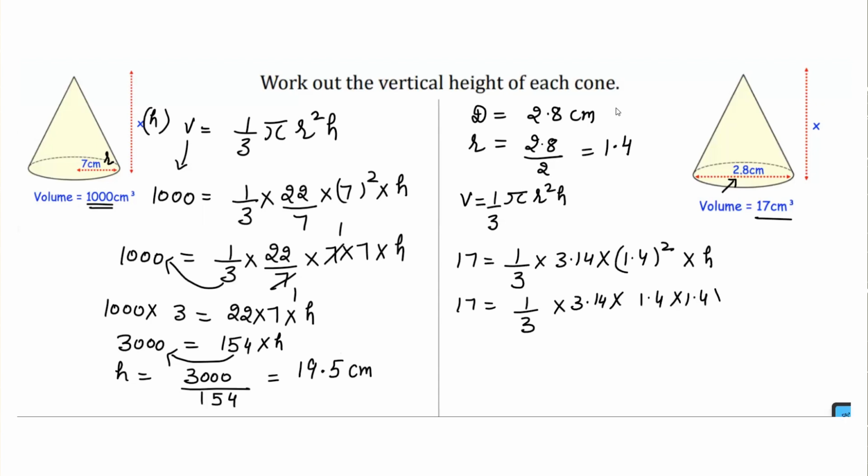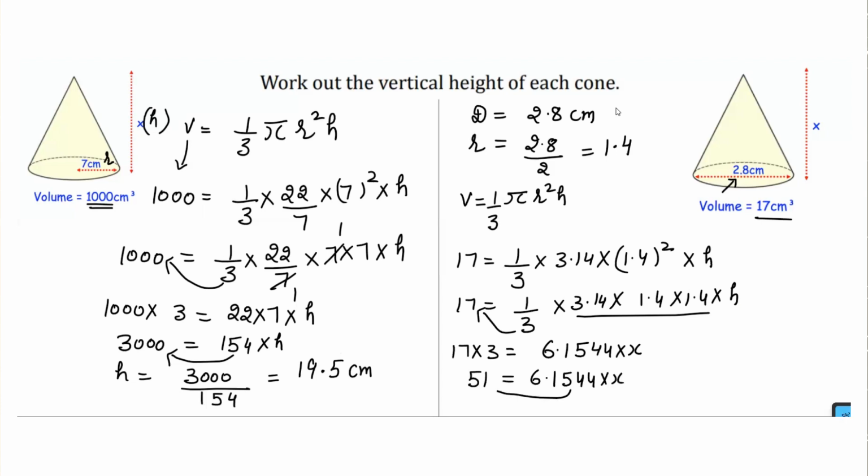I will take 3 to this side. 17 into 3 equals, I will multiply all these numbers together. When I multiply all these numbers together, I will get 6.1544 into x. This will become 51 equals 6.1544 into x. I will take this to this side. So I'll get x equals 51 divided by 6.1544. When I do the calculation here, I will get 8.29, which can be written approximately as 8.3 centimeter.